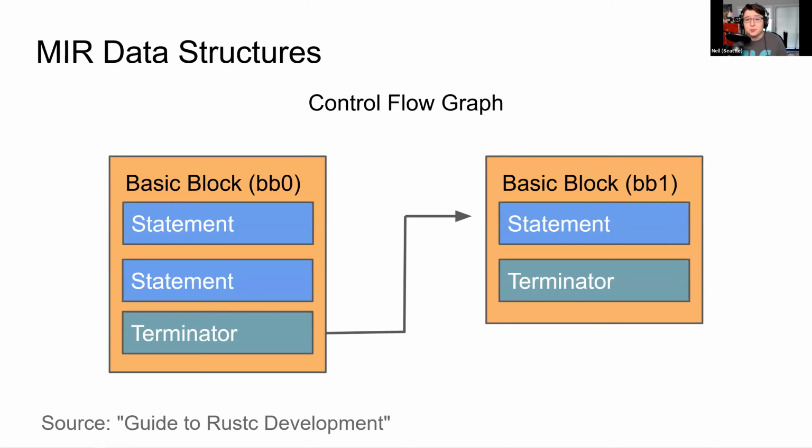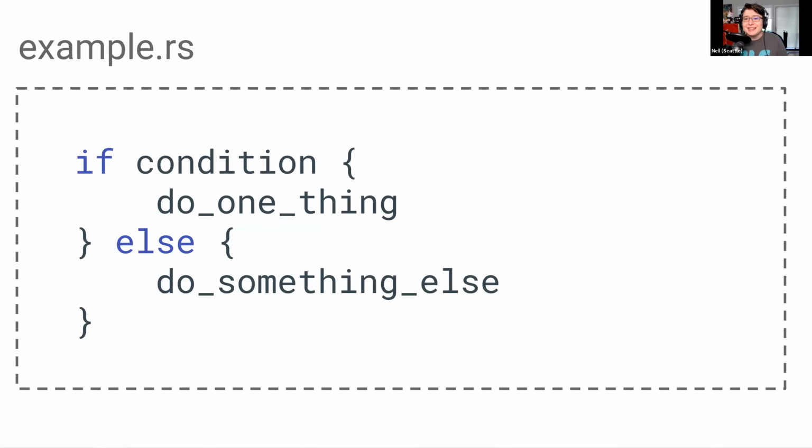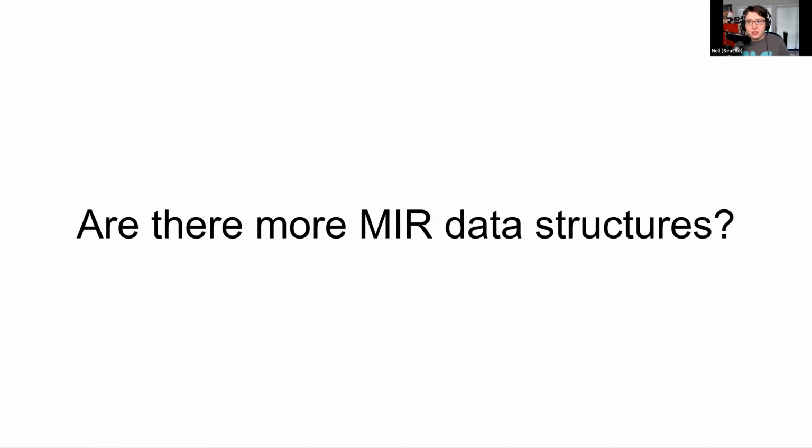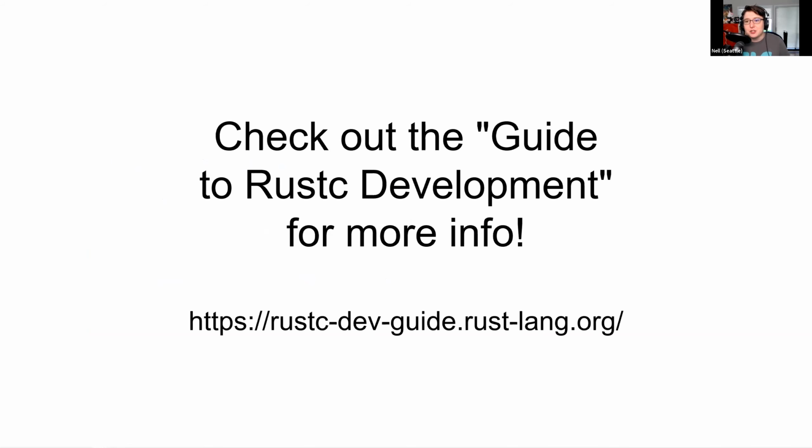This is a pretty simple example. There's only one direction the basic blocks can go. However, if our code had an if-else statement like this, if a condition is true, we do one thing, else we do the other thing, then the terminator in BB0 would have the option to either proceed to BB1 or BB2, depending on whether that condition is true. In this case, there's more than one path that the program can take when it encounters the terminator in BB0. There are definitely more data structures involved in the MIR, and if you're curious, again, check out that guide to Rust development. It's a hugely helpful resource.